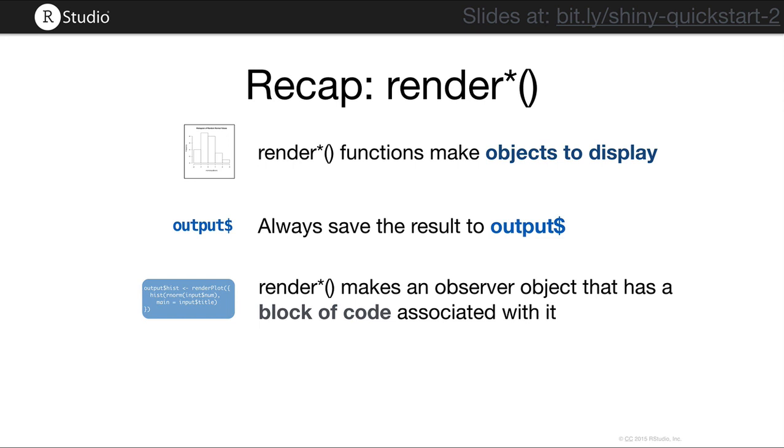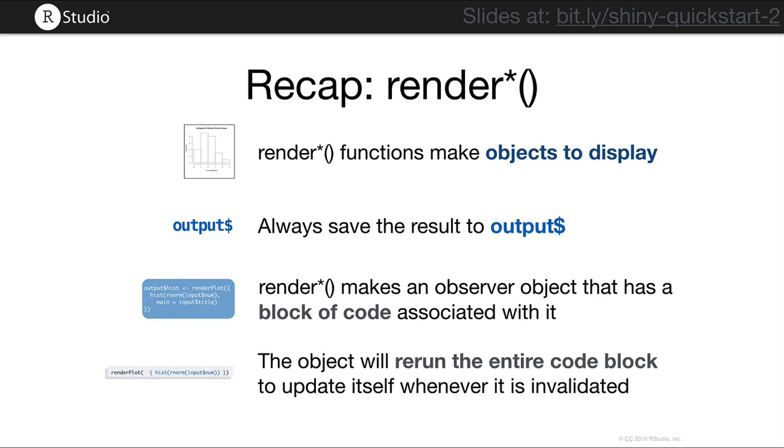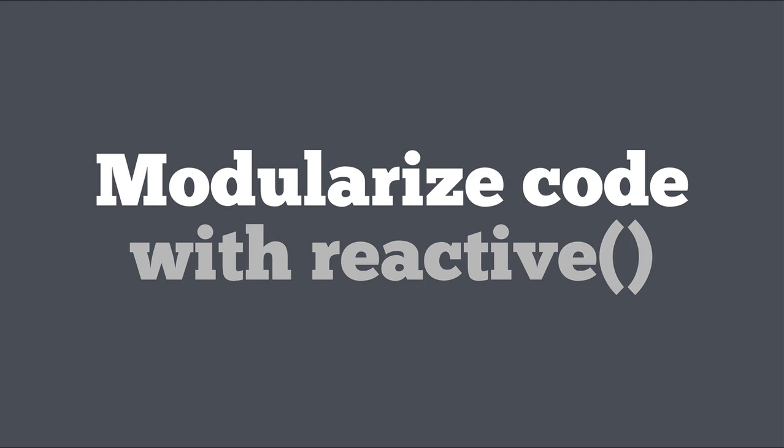And then the render function makes an object, an observer object, that has a block of code associated with it. That's the code chunk you pass to renderPlot. And whenever that object becomes invalidated, it will rerun that entire block of code to update itself. So that's pretty straightforward. Let's look at how we can make things slightly more sophisticated.